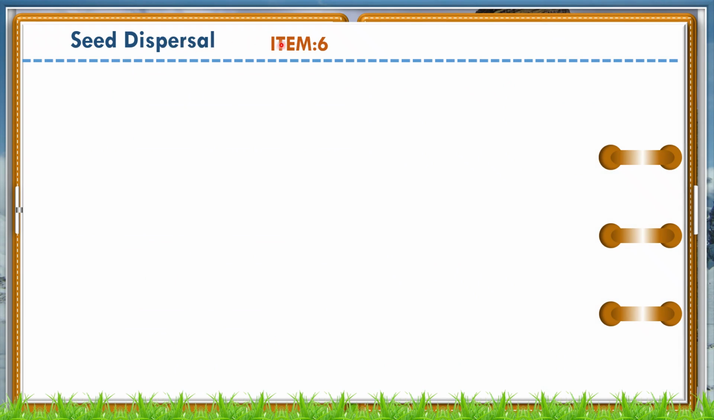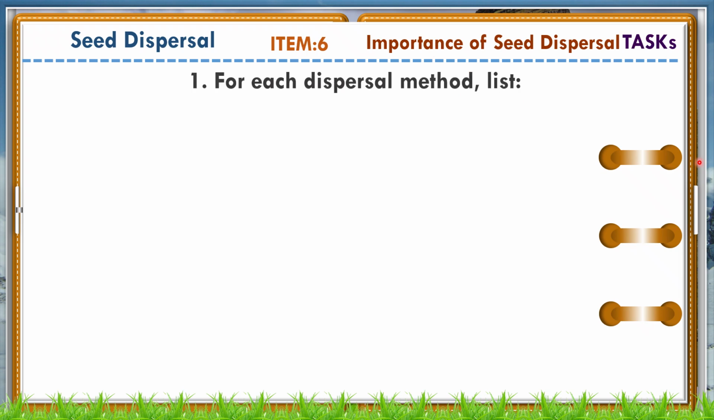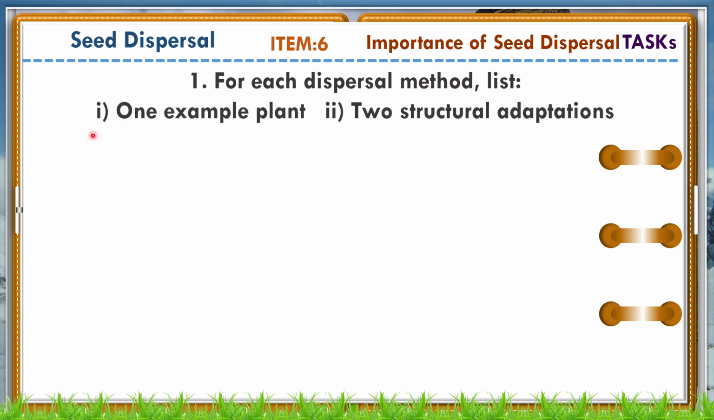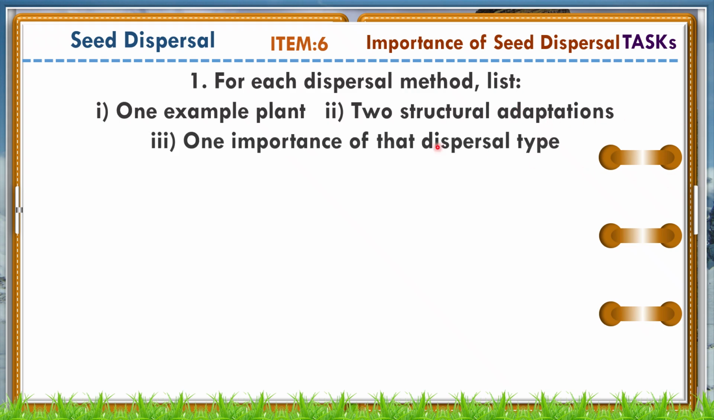Seed dispersal item 6. We are looking at the importance of seed dispersal. Task. For each of the dispersal methods, list one example plant, 2 structural adaptations, 1 importance of that dispersal type.